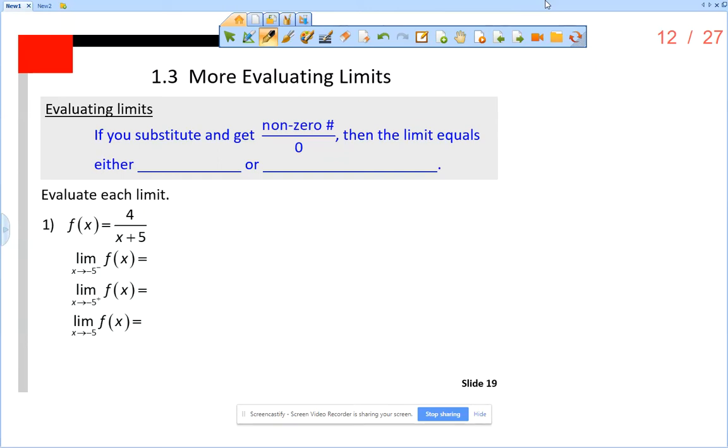Our next section in 1.3 is still evaluating limits, but now here is kind of a special situation that we get. We said that our first step in evaluating a limit is to substitute the value that we're approaching. But if you substitute and you get a non-zero number divided by zero, so remember, this is not 0 over 0, okay? Then the limit is going to equal either infinity or negative infinity.